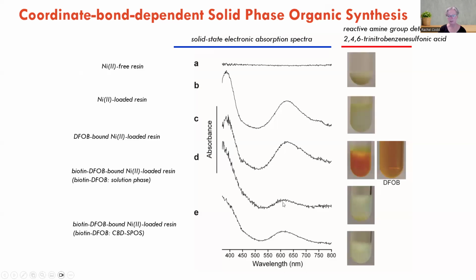So panel D, we have a modulation in the electronic absorption spectrum. And by virtue of the fact that we've now masked that reactive amine with a biotin group, so we've now formed an amide bond, we would expect the resin to no longer be reactive with the colorimetric agent, which is shown here. And then panel E is the compound that we actually accessed using what we've called coordinate bond-dependent solid phase organic synthesis. So this was really the ultimate test of the experiment. And you can see that there's a good match between our positive standard and our experimentally produced compound.